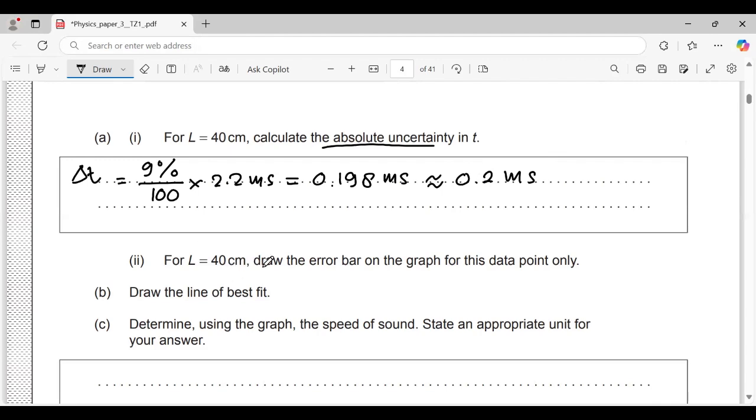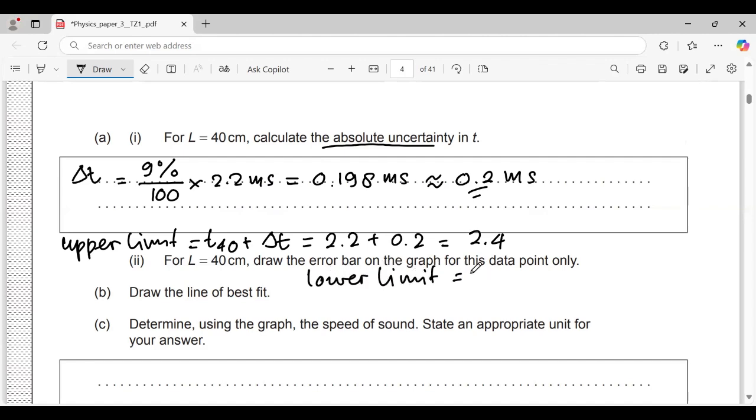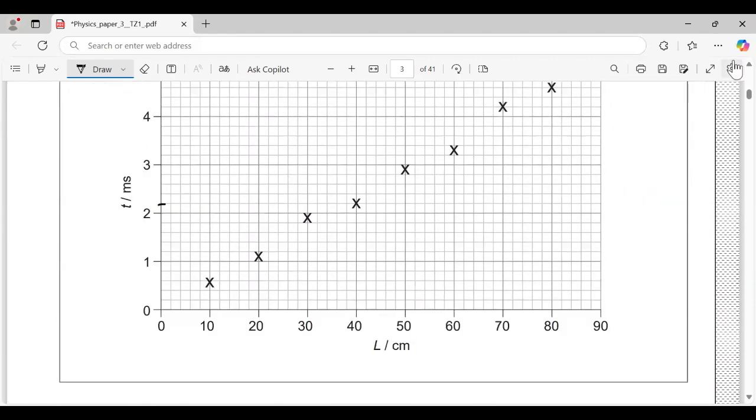For L equal 40 centimeters, draw the error bar on the graph for this data point only. So we are going to determine the upper limit and lower limit. The upper limit equals t when L equals 40 plus delta t. It is 2.2 plus 0.2 according to this result, equal to 2.4. And then the lower limit is t minus delta t, which is 2.0. So the error bar is a straight line from 2.0 to 2.4, this is the error bar.